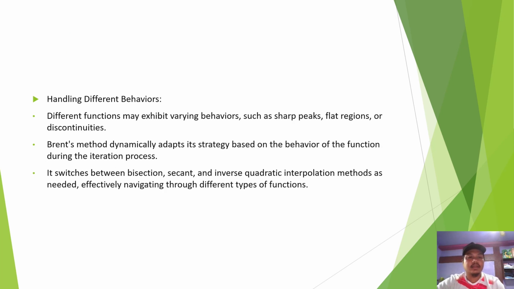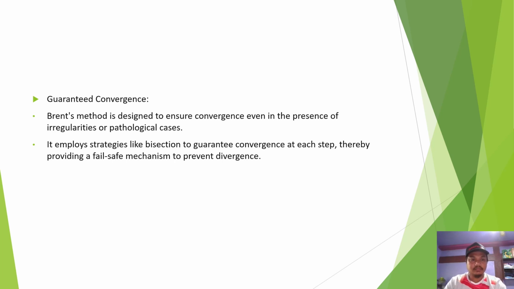So, handling different behaviors. Different functions may exhibit varying behaviors such as sharp peaks, flat regions, or discontinuities. Brent's method dynamically adapts its strategy based on the behavior of the function during the iteration process. It switches between bisection, secant, and inverse quadratic interpolation methods as needed, effectively navigating different types of functions.